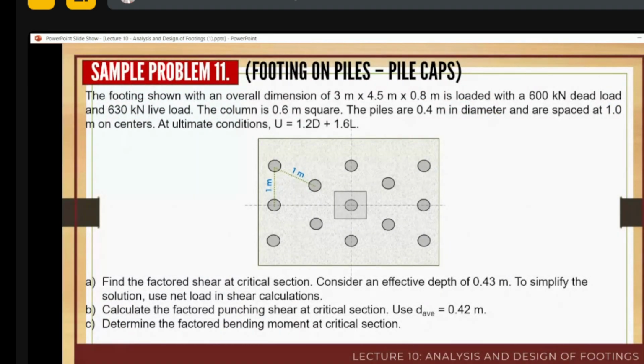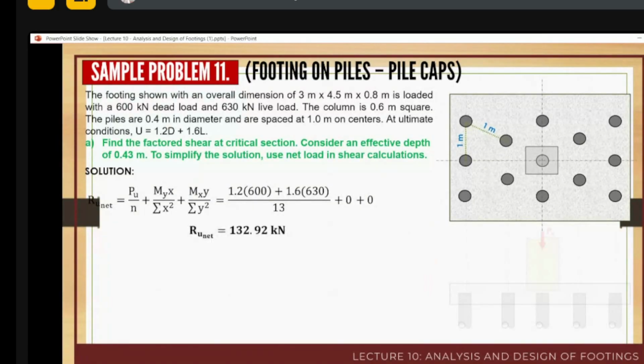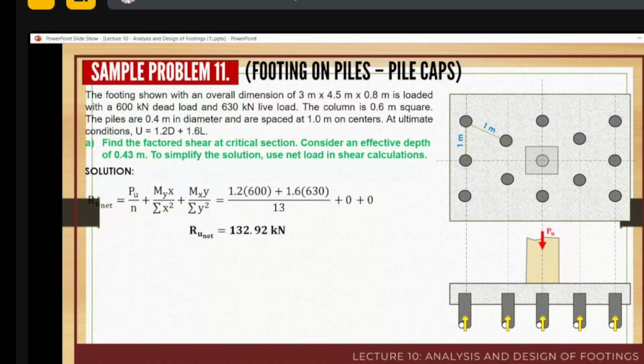There are still other pile examples here, so you can refer to some of the examples yourself.